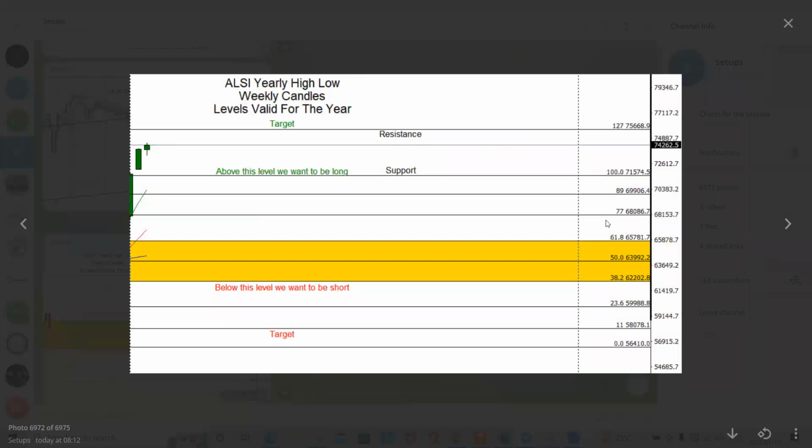On the Aussie yearly high-low, currently between levels of 100 and 127 support resistance. If you look at the moving averages, 8 is above 21, above 50. That's indicating trend is up. So for now, we're only looking for that 127 target level.